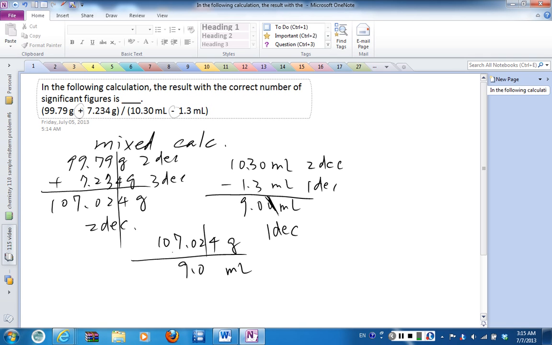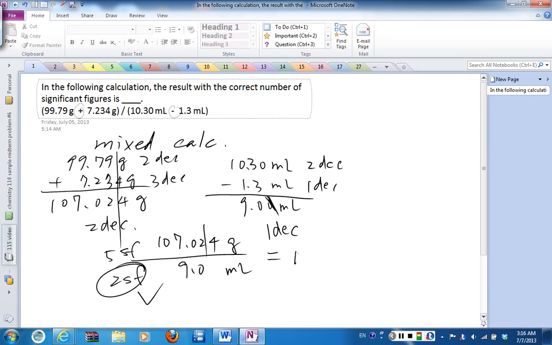Alright, so let's see. With our 2 numbers, the top part, we have 107.024, but the 4 needs to be dropped, which means we have a total of 5 sigfigs here. 9.0 milliliter gives us 2 sigfigs. Of course, whoever has the smallest number of sigfigs determines the sigfigs in the final result, and that's going to give us a total of 2 sigfigs in the final result.